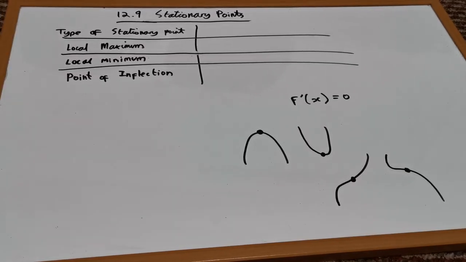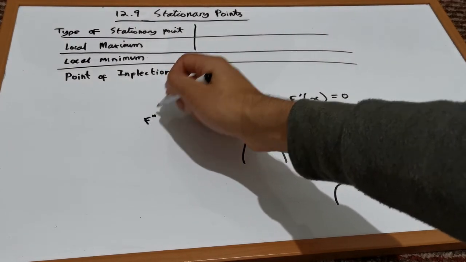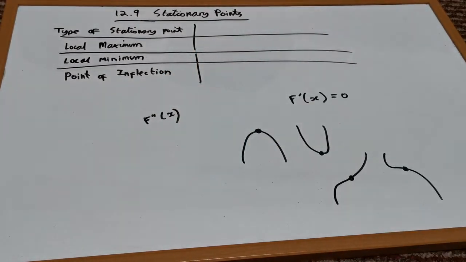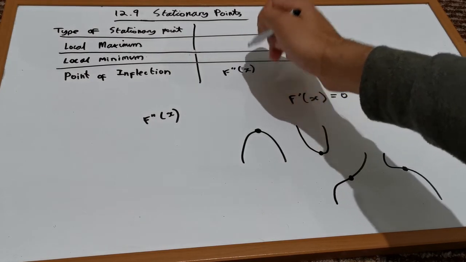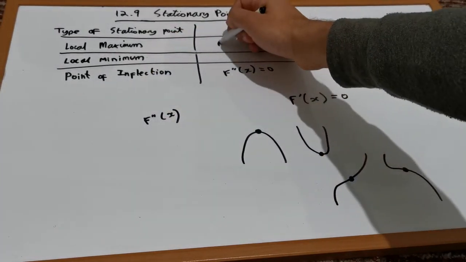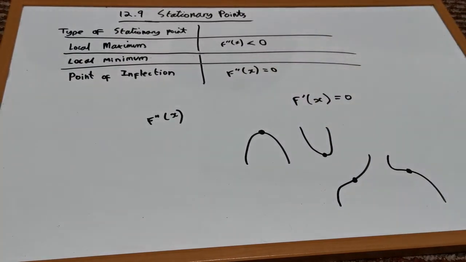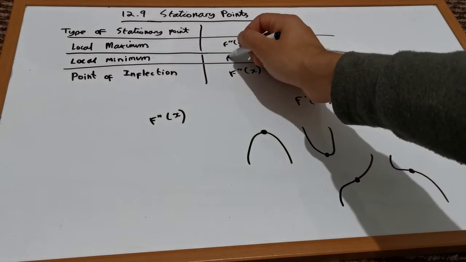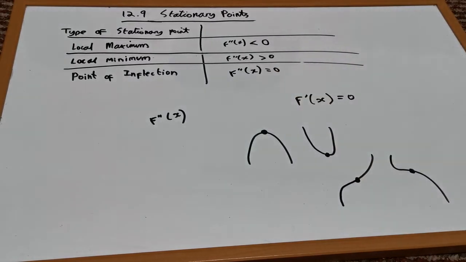Now, you can identify whether a point is a maximum, a minimum, or a point of inflection by using the second derivative. So if the second derivative is equal to 0, then the point is a point of inflection. When f prime prime of x is equal to 0, you have a point of inflection. When f prime prime of x is less than 0, you have a local maximum. When f prime prime of x is larger than 0, that point is a local minimum.